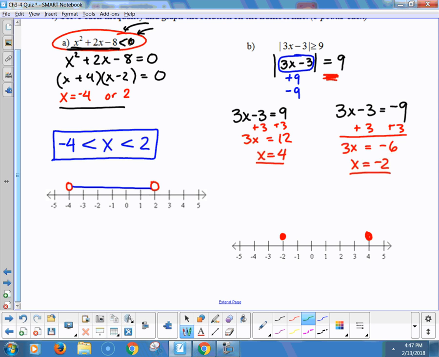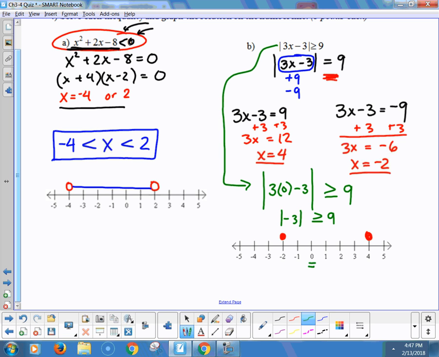If x is 0, this inequality becomes the absolute value of 3 times 0 minus 3. Is that bigger than or equal to 9? Well, that's the absolute value of negative 3. Is that bigger than or equal to 9? No siree. 0 is a fail. 0 does not work. Just for kicks, let's test 5.